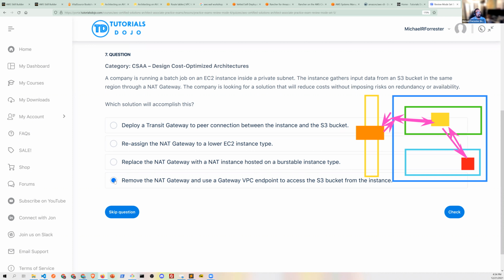So the option that we're looking for is really, we need to remove the NAT gateway. And then what you can do is use a gateway VPC endpoint, which you could place just right here.